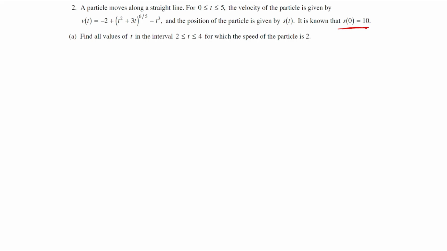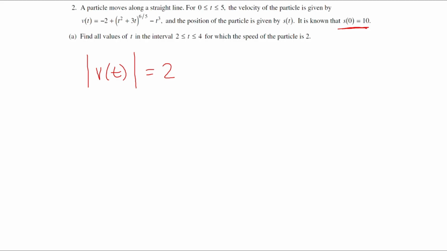So the first question it asks is to find all values of t on the interval 2 to 4 for which the speed of the particle is 2. Well, we know that speed is equal to the absolute value of velocity. So what we're looking for is when is the absolute value of v of t equal to 2 on the interval from 2 to 4. That's all we care about, is from 2 to 4.